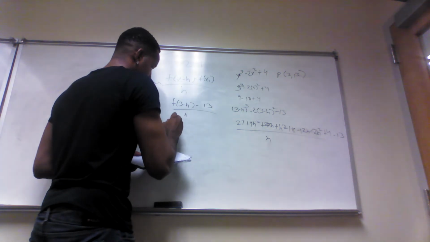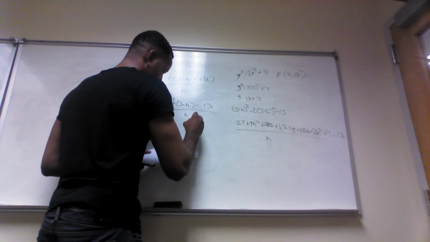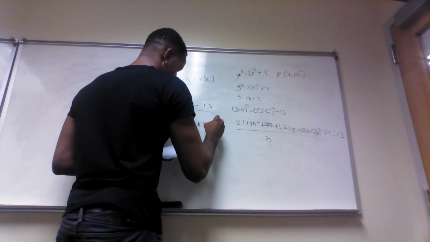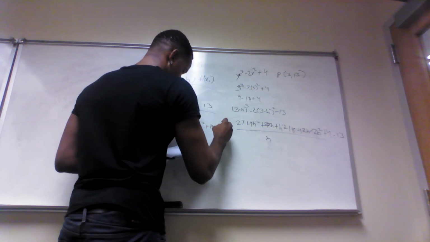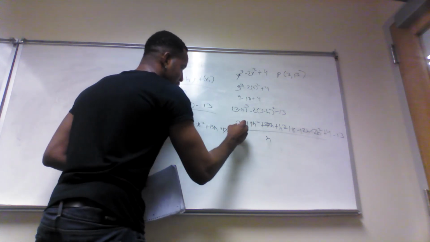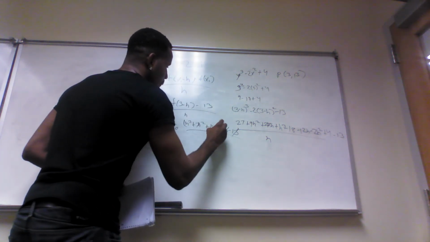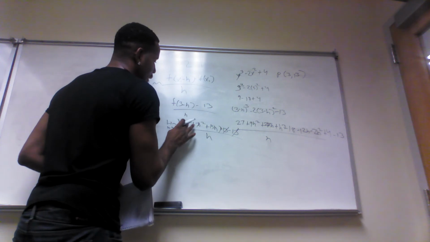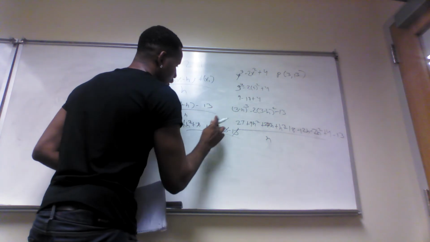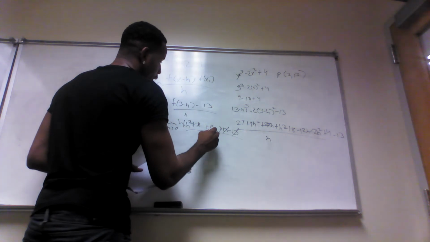So the limit as h approaches 0 would be h cubed plus 7h squared plus 15h plus 13 minus 13. Now we see automatically that we could cross out the 13, and remember this is all over h, and we could pull the h out, and this now turns to h squared, 7h, and 15, and we get rid of the h's.